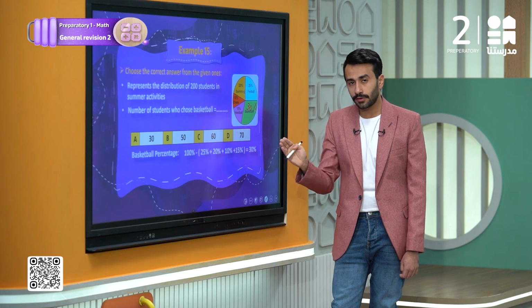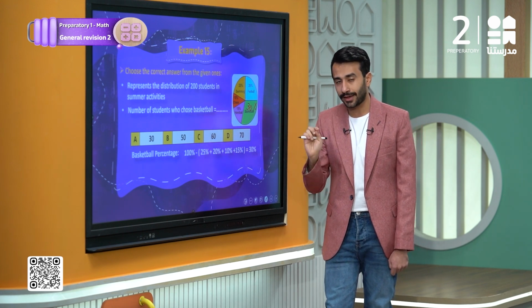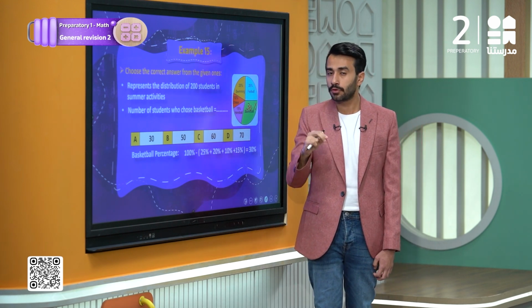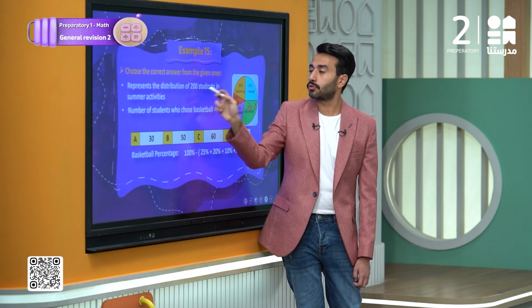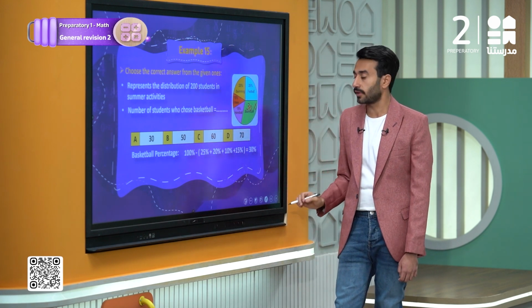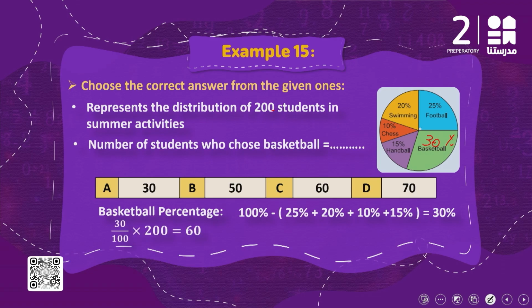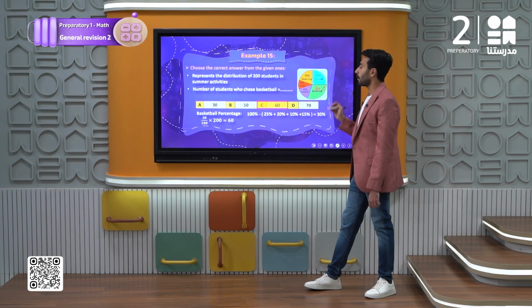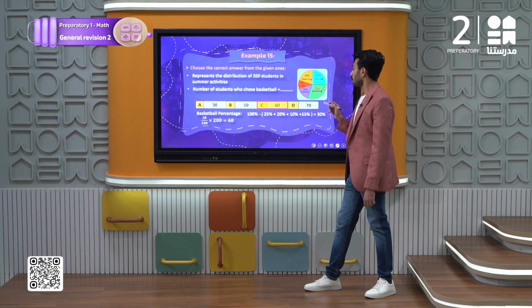If it's 30%, it means 30 from 100. What if they are 200? For sure, it will be 60, the value for the basketball. And you can use this rule. Take 30 over 100, the fraction we have.